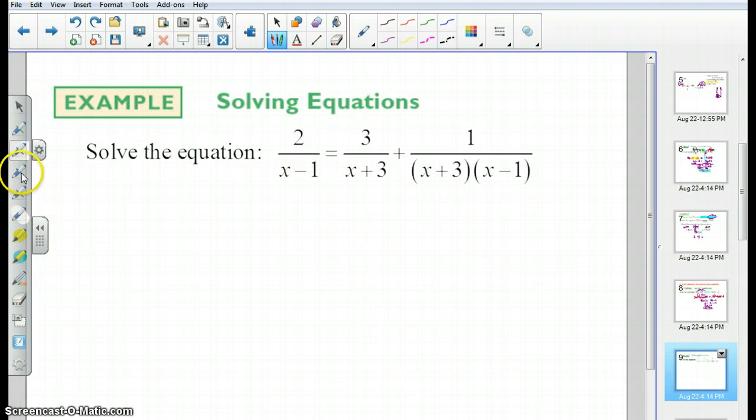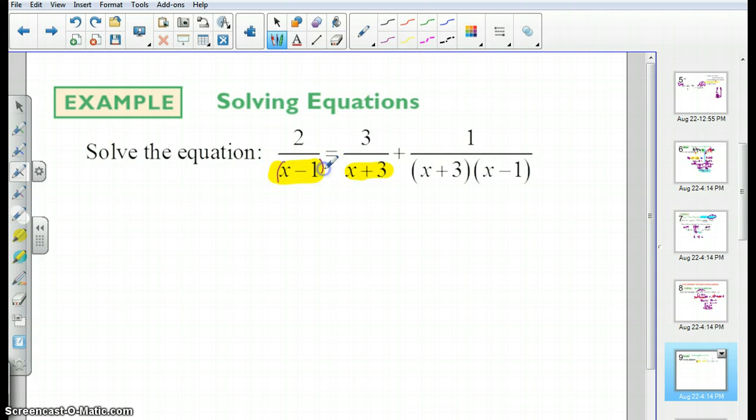This one's a little bit more complicated. Again, I'm looking for a common denominator. I don't like the fractions, so I need to pick a common denominator, choosing every factor as many times as it appears in each denominator. So it looks like I've got x minus 1 as a factor and x plus 3. X is not a factor. I'm going to choose the whole.